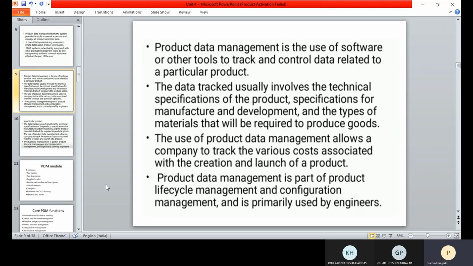Third point: the use of product data management allows a company to track the various costs associated with the creation and launch of the product. Very important. See, while purchasing any material, suppose I purchased gearbox gears in 2018, and the cost was around 3000 per piece, correct? Now the same cost will not be available in 2020, so that cost might rise, it can be 5 to 6000.